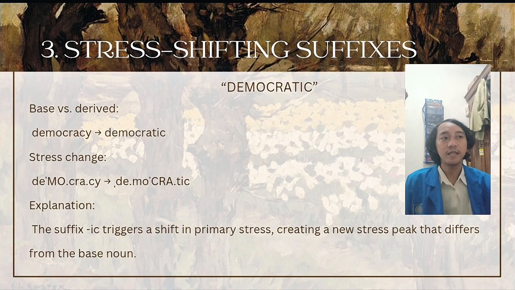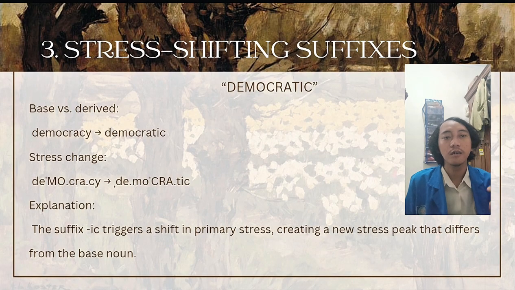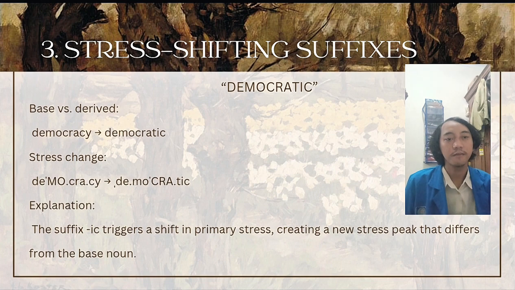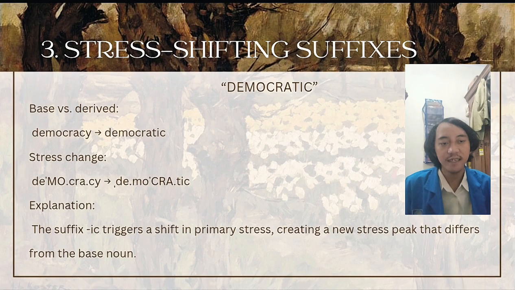The third, stress shifting suffixes. The first example, democratic. Base versus derived: democracy becomes democratic. Stress change: democracy and democratic. Explanation: the suffix ic triggers a shift in primary stress, creating a new stress peak that differs from the base noun.